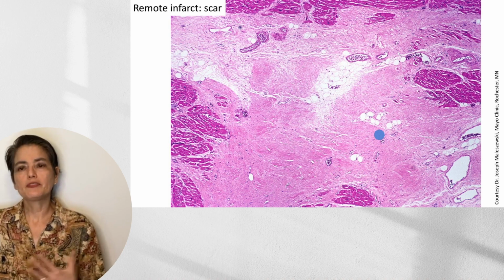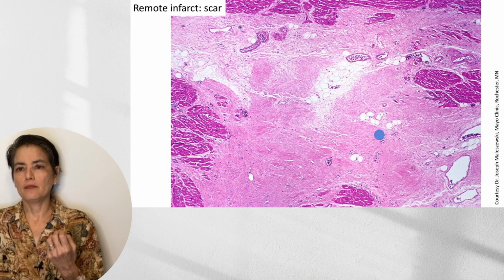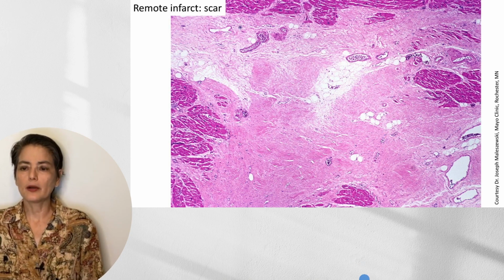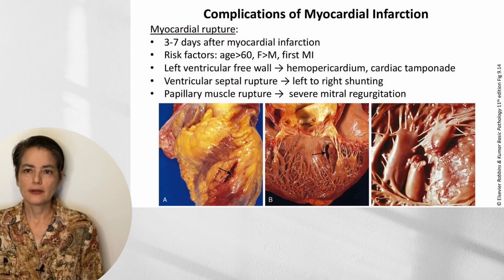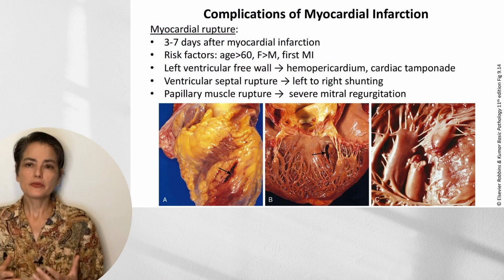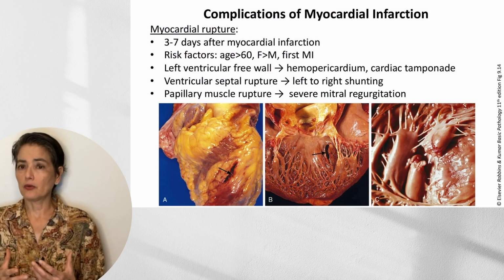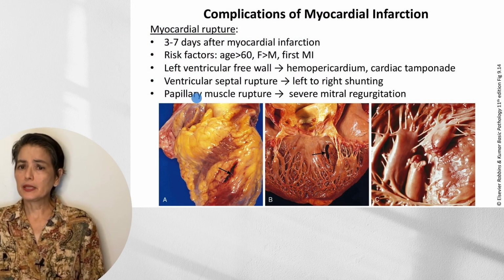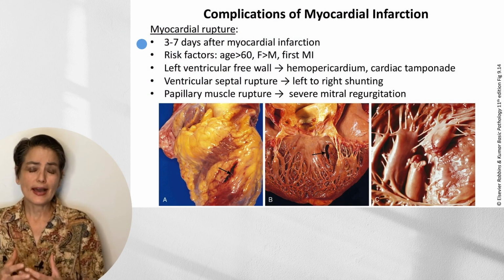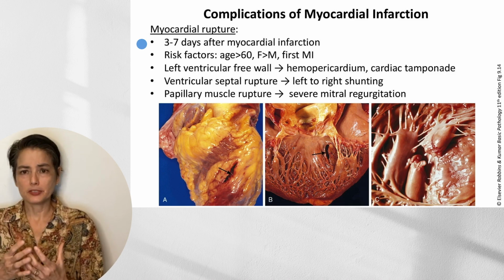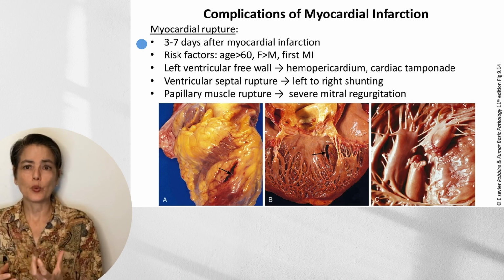So let's take what we've just looked at with the histologic findings and talk about the complications. So I've referred a couple of times to myocardial rupture. That typically occurs, as I said, about 3 to 7 days after myocardial infarction, because that is when the heart is maximally soft. That necrotic area is at its weakest.